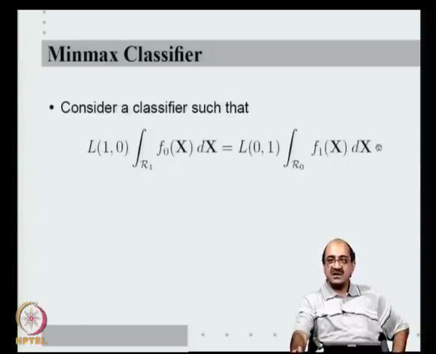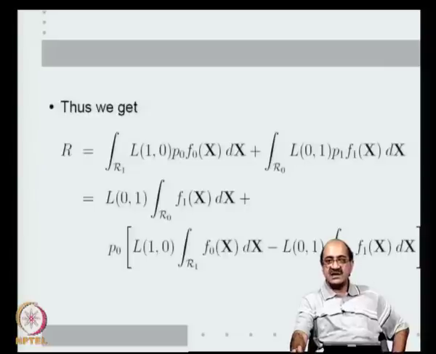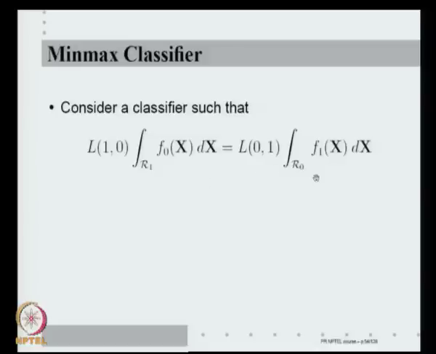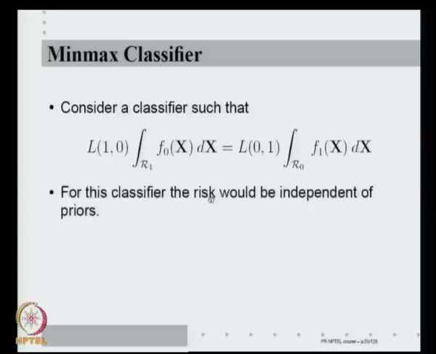equation is satisfied. Where did I get this equation from? This is nothing but the term here, right. I wanted to make this term 0. So, that term will become 0 if this equation is satisfied. For such a classifier, the risk could be independent of priors.